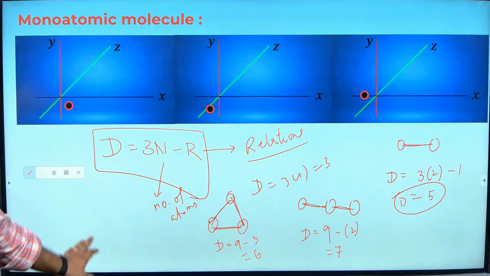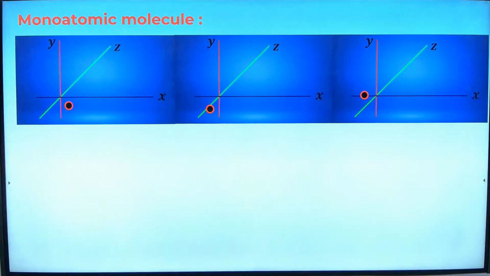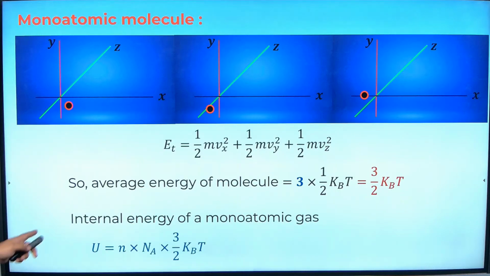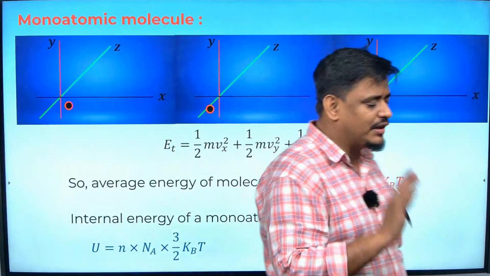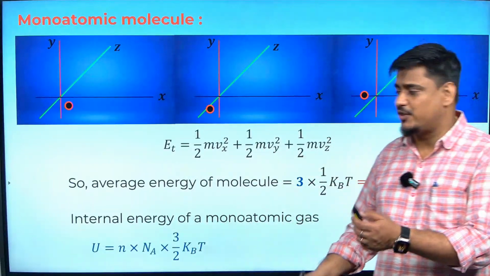Okay, I am erasing this. Shall I? Okay. So coming technically, as you can see, this is clear. 3 directions it can move, so it has 3 degree of freedom. And what they have found is actually called the law of equipartition of energy. I'll tell you about that also. That's why they have written this value itself. In the previous page, they talked about that.